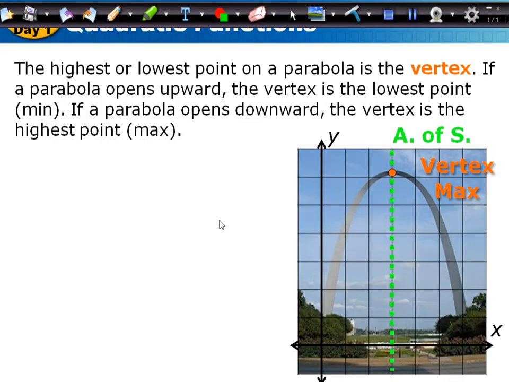All right, so the next thing we're going to look at is the highest or lowest point on a parabola, which is the vertex. If a parabola opens upward, the vertex is its lowest point or minimum, and if a parabola opens downward, the vertex is the highest point or maximum. So you can see here, this is our axis of symmetry line that we just did and talked about, and then this orange dot here is the vertex, and this is a maximum because the parabola is opening downward.